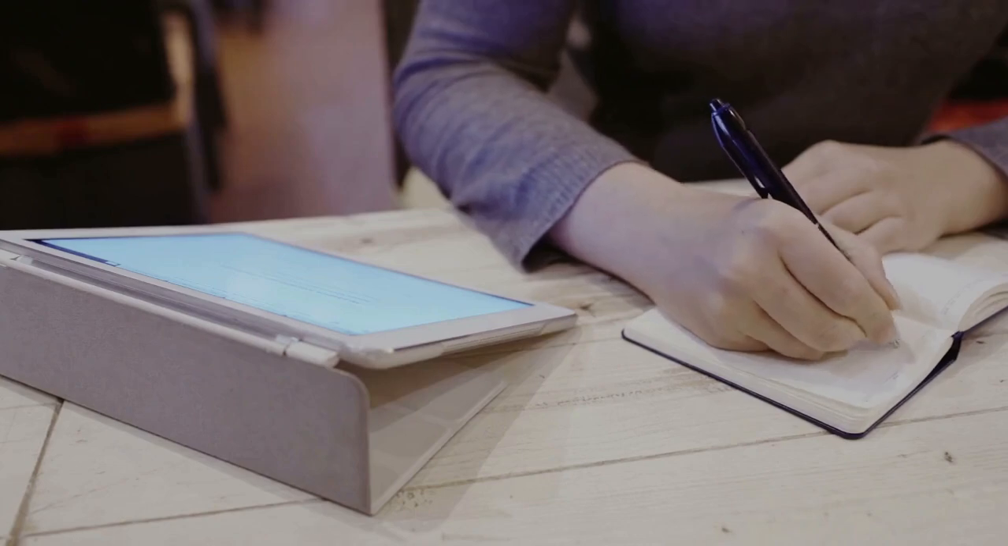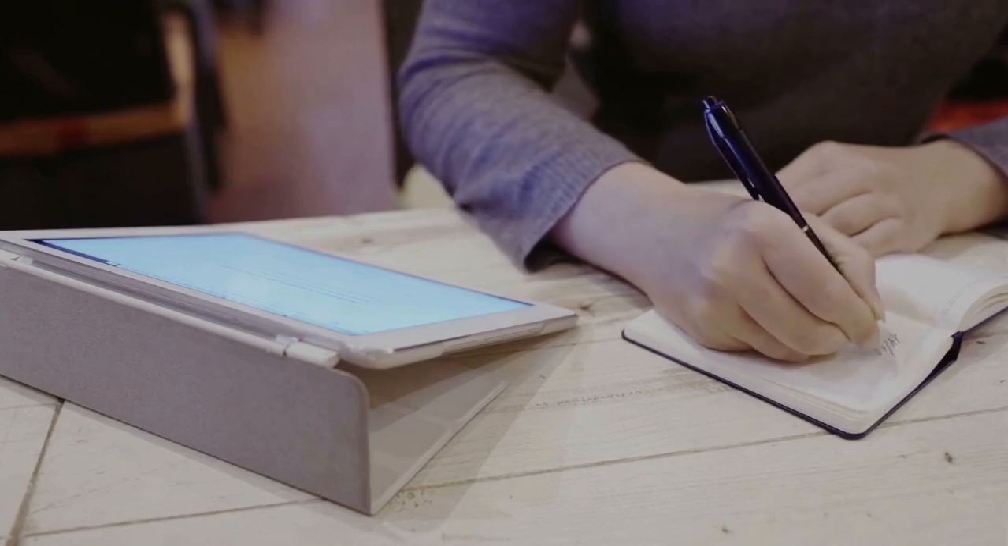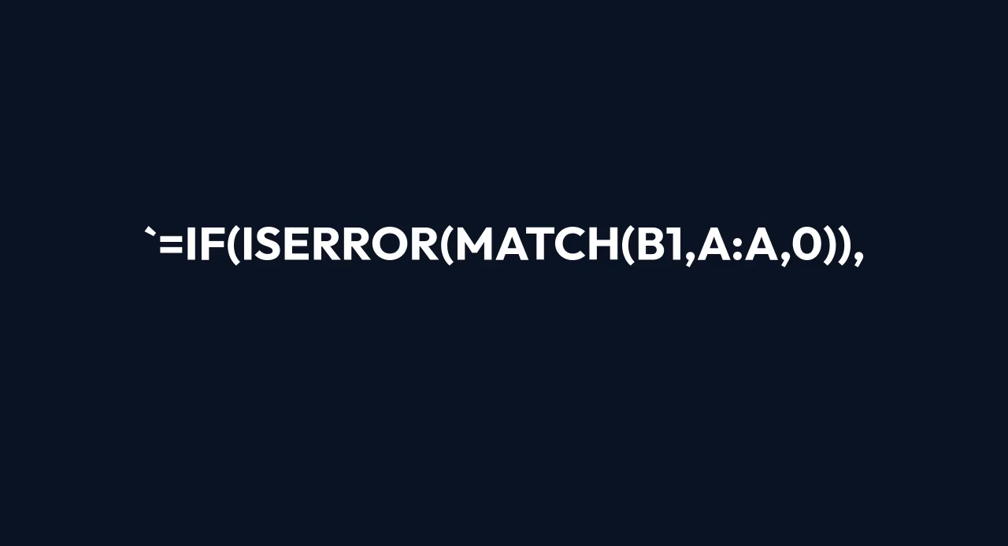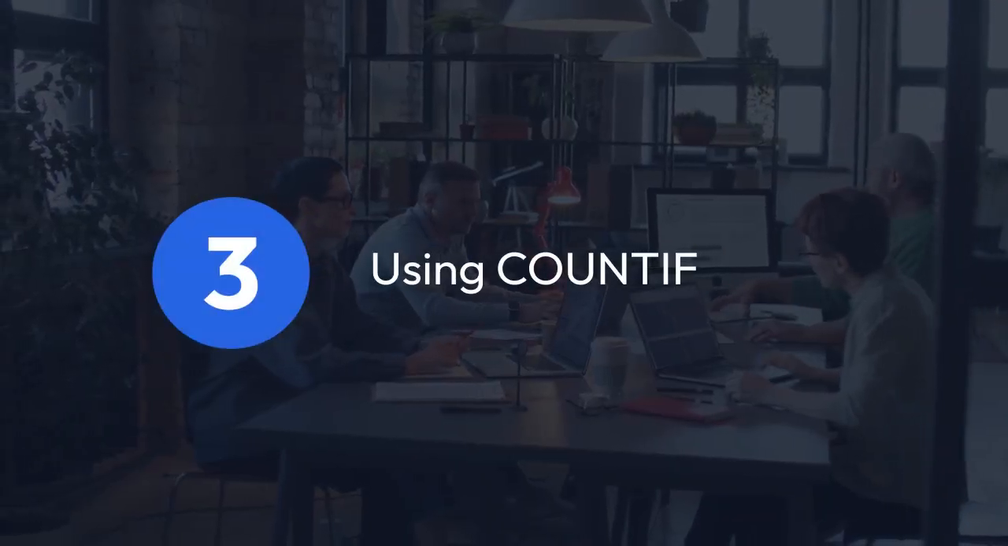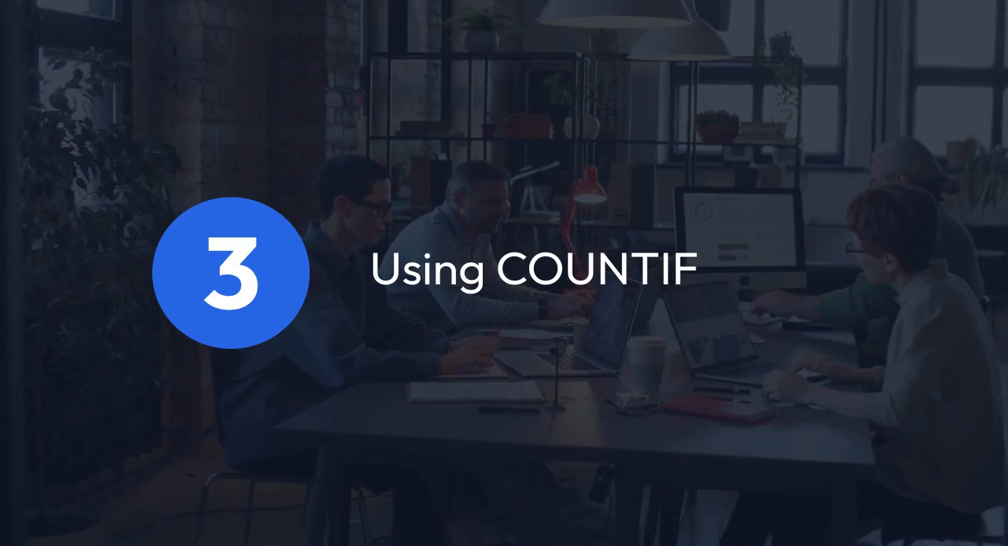To find what's missing in A, reverse this formula, placing it in column D: =IF(ISERROR(MATCH(B1,A:A,0)),"missing","present"). Now column D will show what's missing from A. This gives you a precise record of the missing data in both columns.